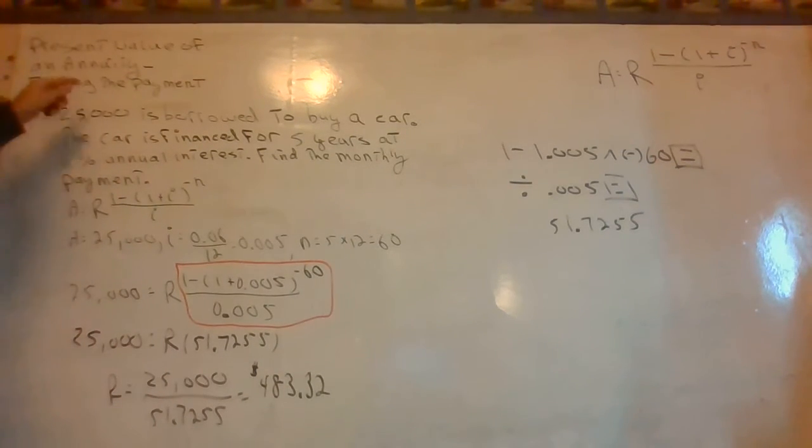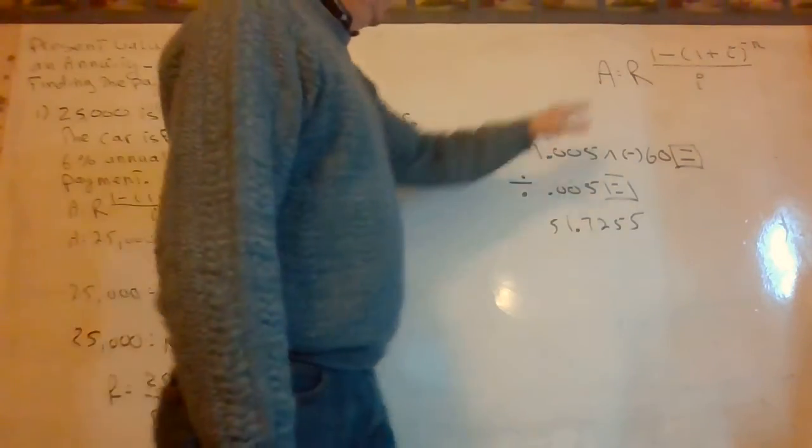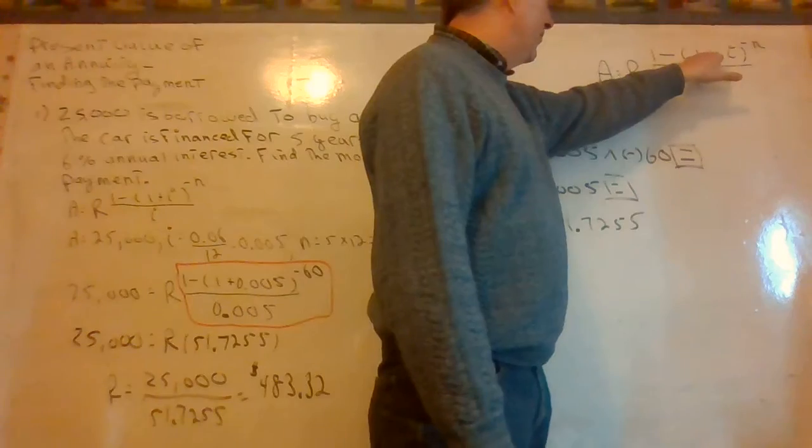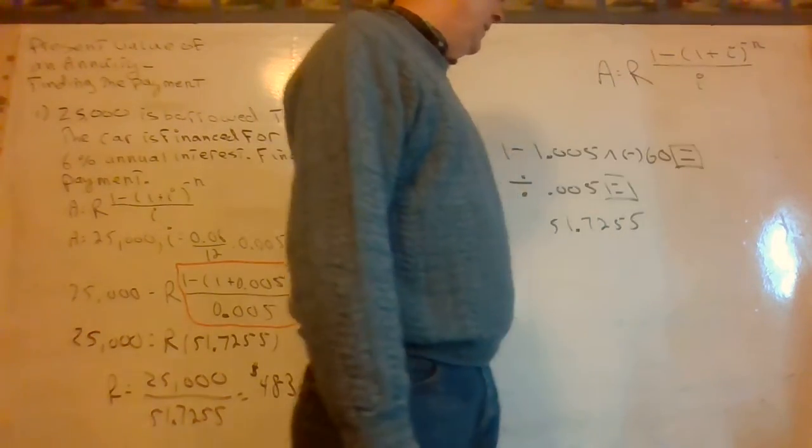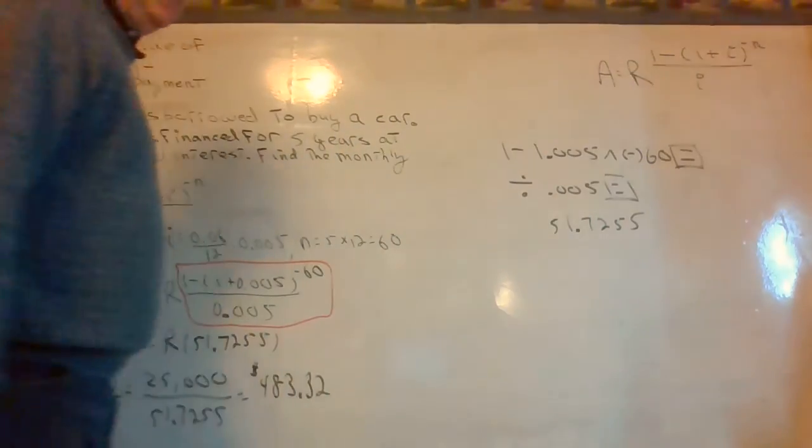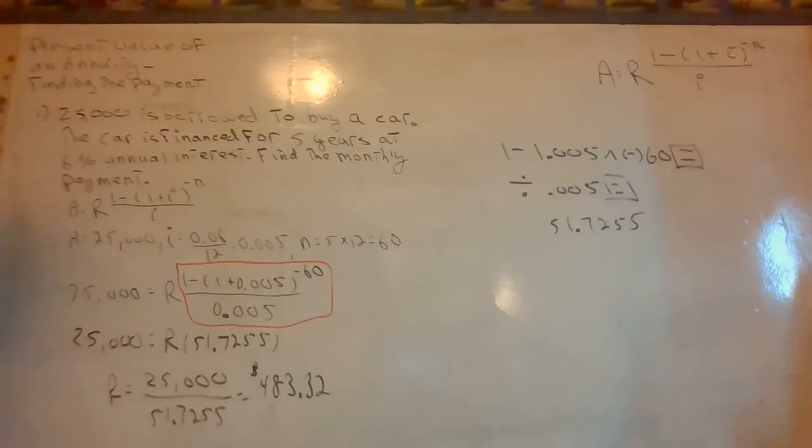Present value of an annuity, finding the payment. We can use this to find payments for a car loan or for a mortgage, for instance. Here's the present value of an annuity formula: A equals R, 1 minus 1 plus I to the minus N, over I. It connects all these variables that we learned about before. So we're going to put it to practice.